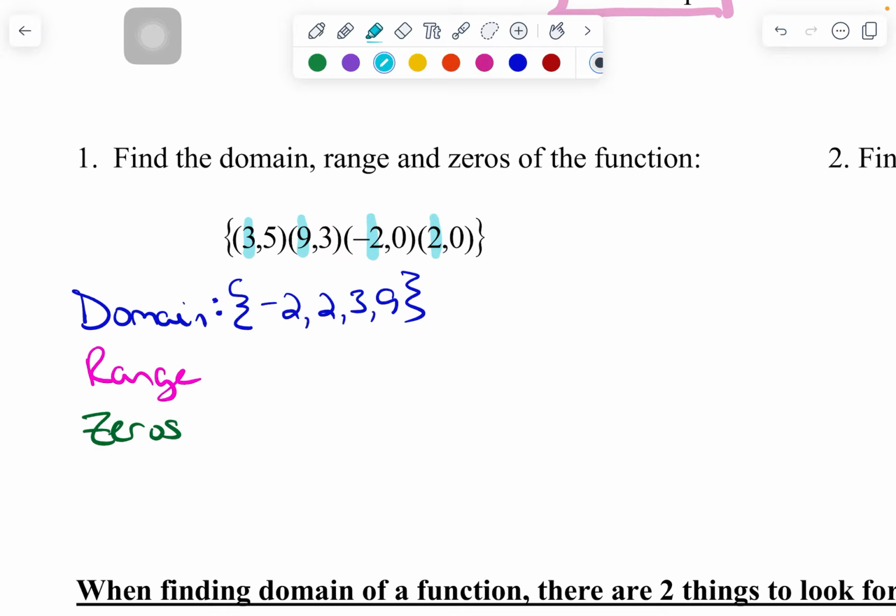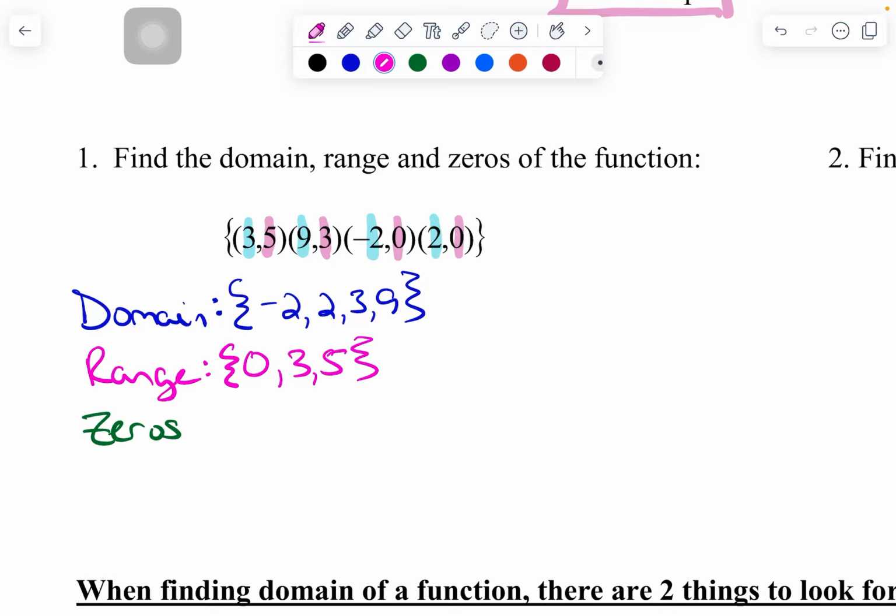Okay. Range then are your y values. So 5, 3, 0, and 0. Now, here's the fun part about this. When you have values that repeat, so in this problem, you have 0 and 0 for y, you don't need to write it twice. You just simply write it one time. So your range values would be 0, 3, and 5.